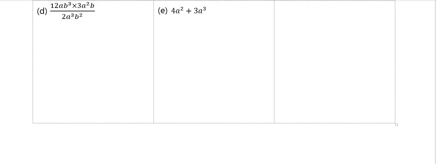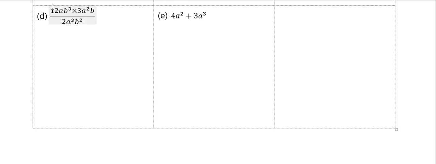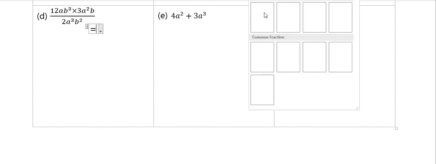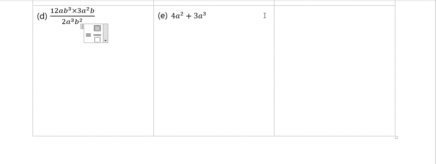Here, as you can see, it's getting more complicated, but no worries. All you have to do is remember that the numbers will be operated together with numbers, and the alphabets, a square, a cube, and then b cube, b and b square, will be operated together according to the like terms. So let's start. Here, 12 times 3, and I focus on the numbers first. 12 times 3 is 36, right? And then divided by 2. So the first thing you get is 12 times 3 is 36, and then over 2.